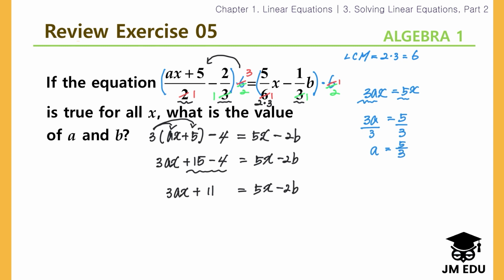Okay, let's look at constants. We have 11 on the left hand side, negative 2b on the right hand side. These two constants must be equal to each other, right? So let me write with the red. We have 11 and we have minus 2b, right? So I'm going to eliminate the negative 2 by dividing by minus 2 on each side. So b is equal to what? B is equal to negative 11 over 2. So a is equal to 5 over 3. B is equal to negative 11 over 2.